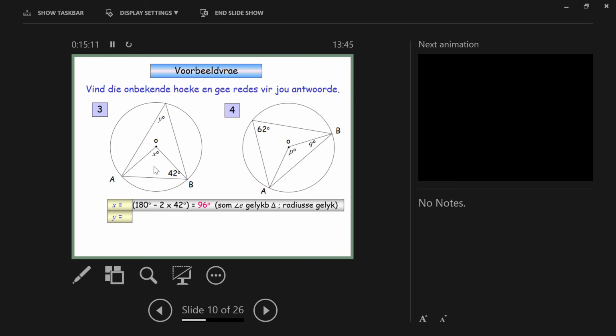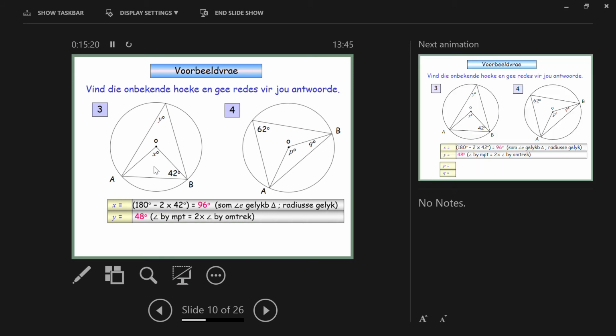Okay, then let's look quickly at A. Now that we have what X is, the midpoint angle, the circumference angle would be half of that. In other words, 48. And my reason is, the midpoint angle is 2 times the circumference angle.